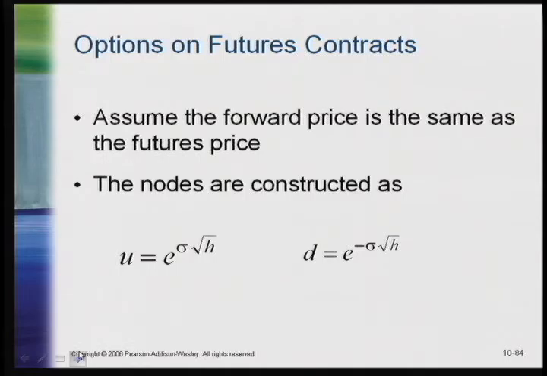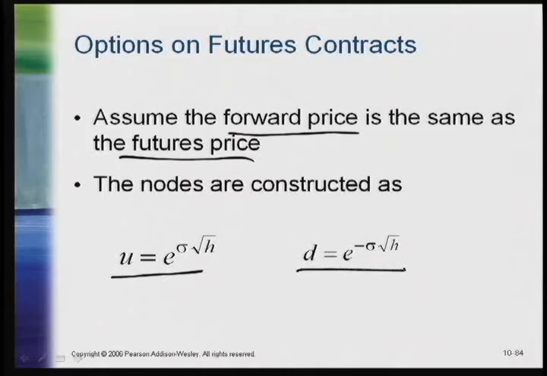Finally, we'll look at options on futures contracts. And the forward price is the same as the futures price. We're going to just assume that. We'll ignore any potential optionality in the futures contract. We then have nodes of U.